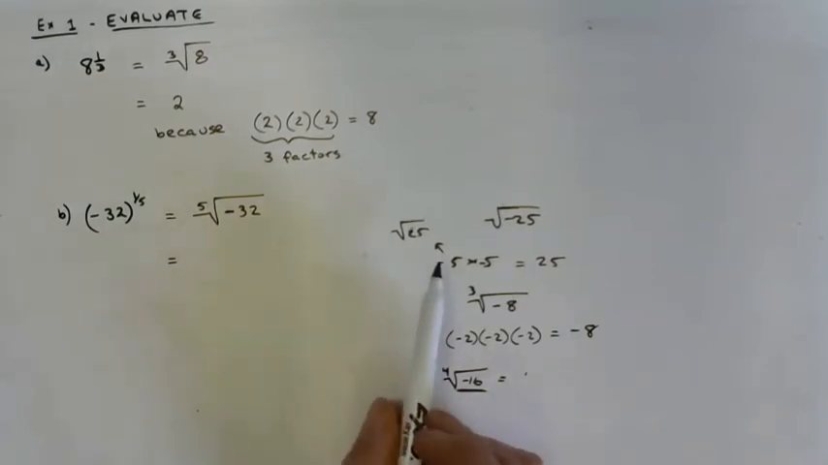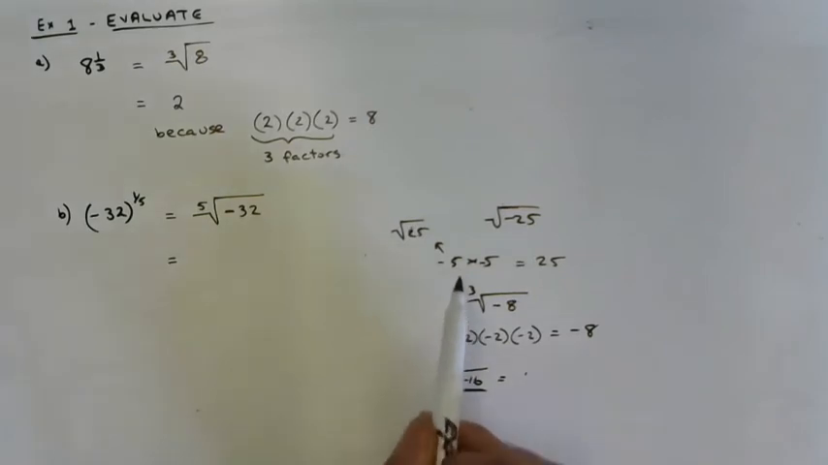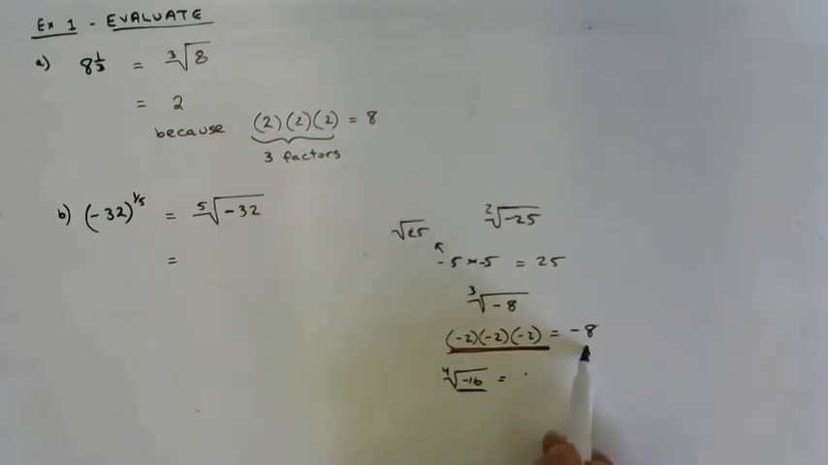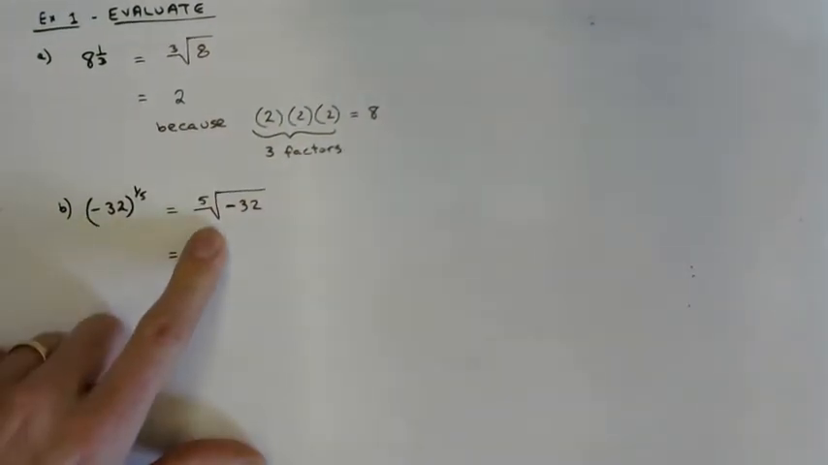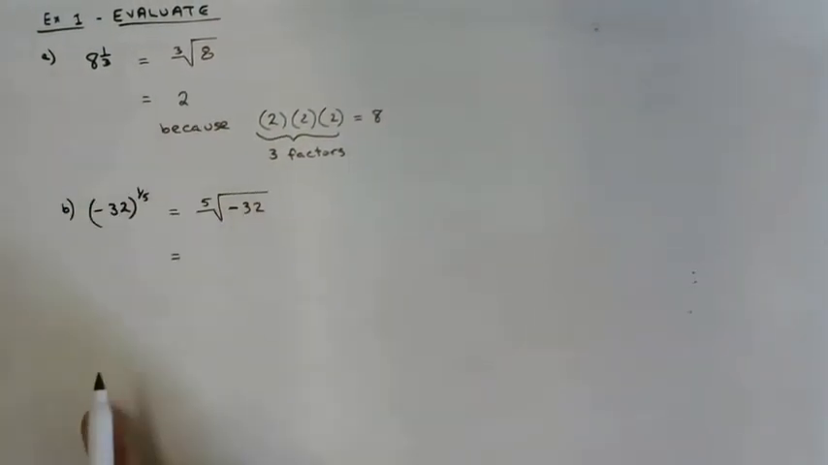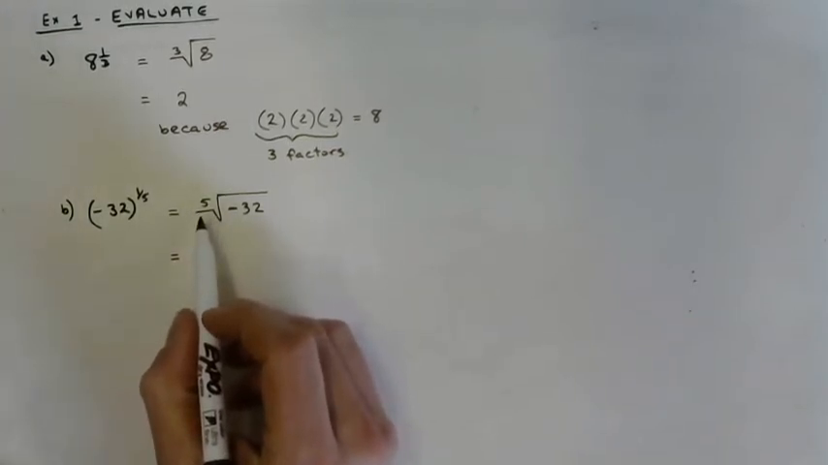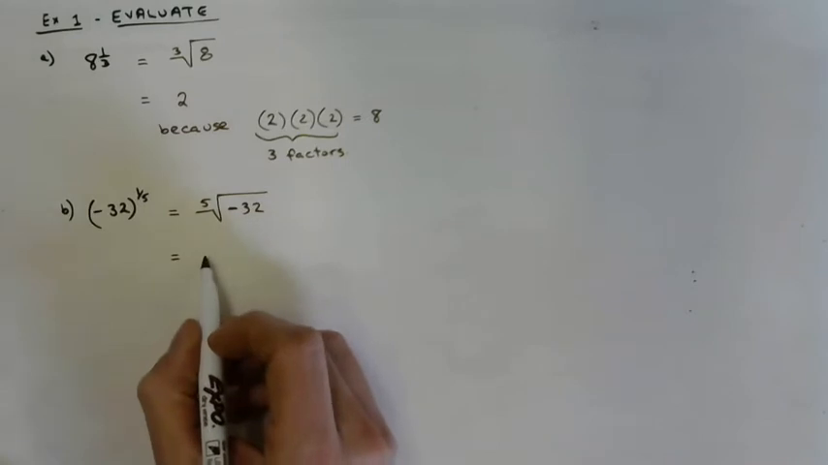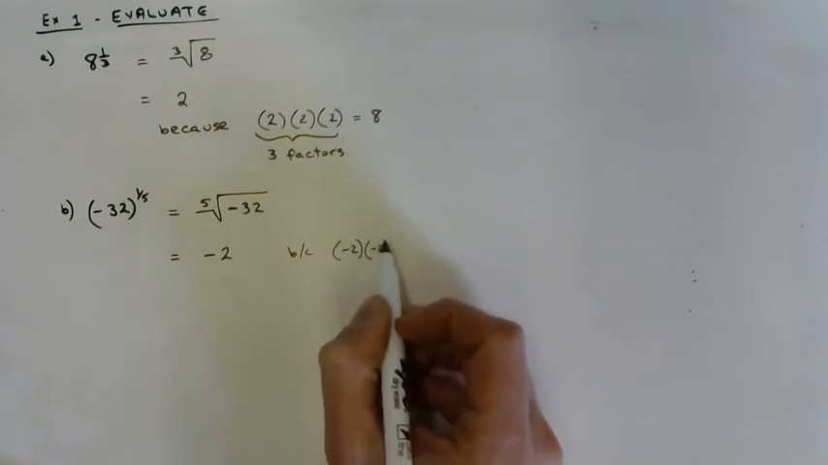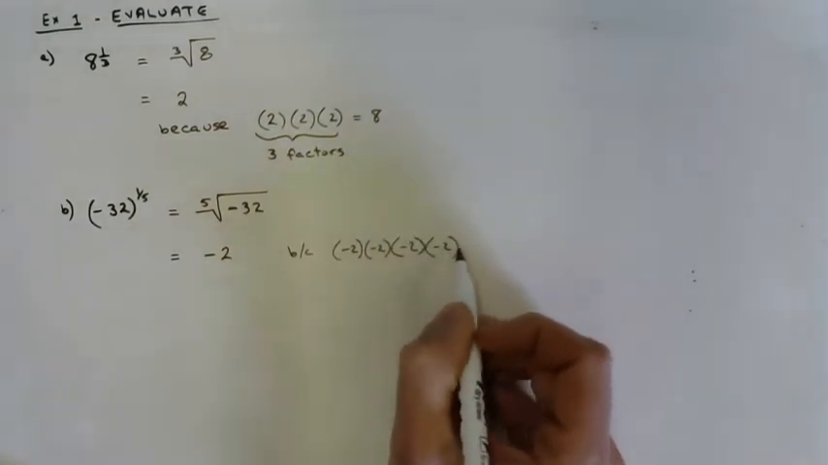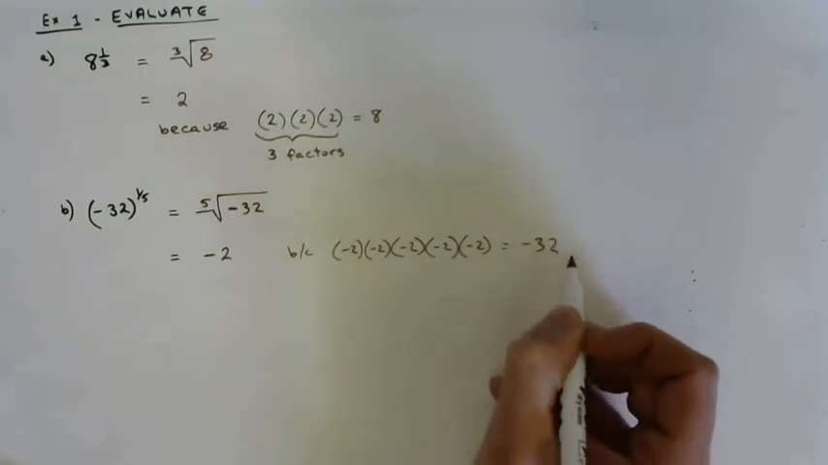So now you're seeing a pattern. If the root is even, can I have a negative? No. But if the root is odd, meaning I have an odd number of factors, then can I create a negative? Yes. But I thought you couldn't have a negative under the square root. This is not a square root. This is a 5th root. We're looking for the value multiplied by itself 5 times that will result in negative 32, and that value is negative 2. Negative 2, negative 2, negative 2, negative 2, negative 2 equals negative 32.